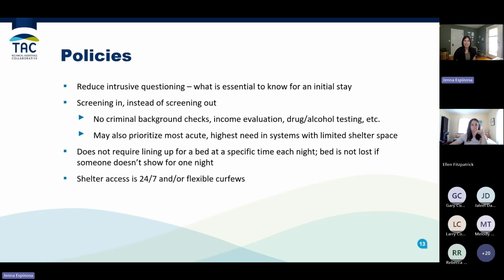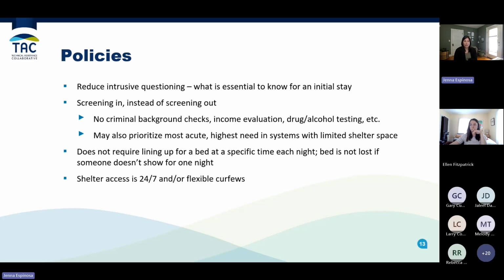So screening in instead of screening out is a concept that a lot of low barrier shelters have adopted. And it's this idea that we're not gathering information in order to keep people out. We're really only gathering information to keep people in. And that means we're not gathering information because it's just not necessary sometimes.